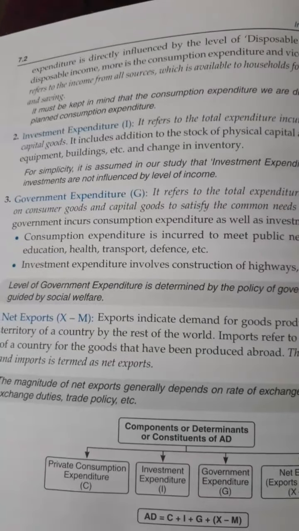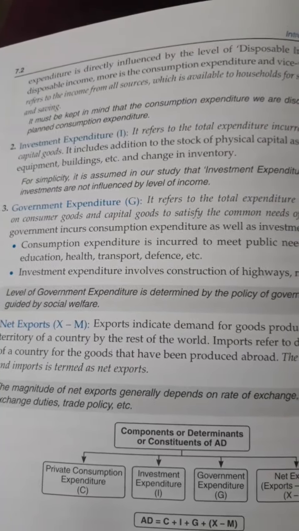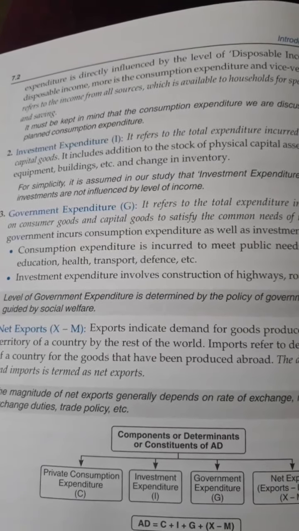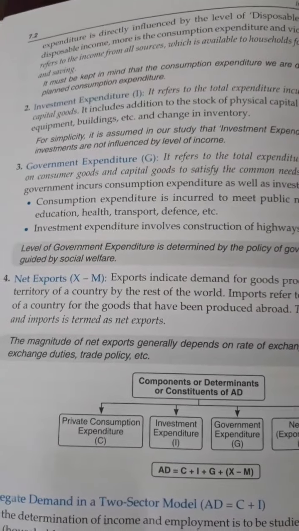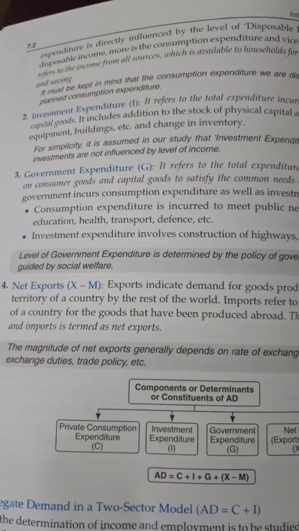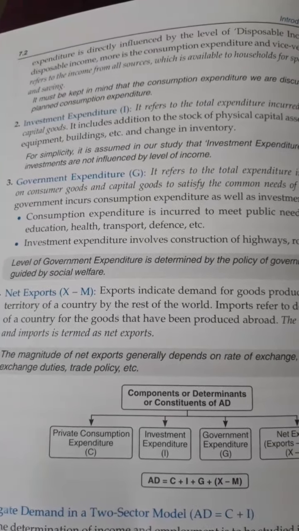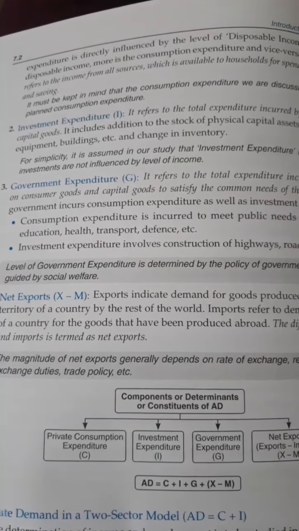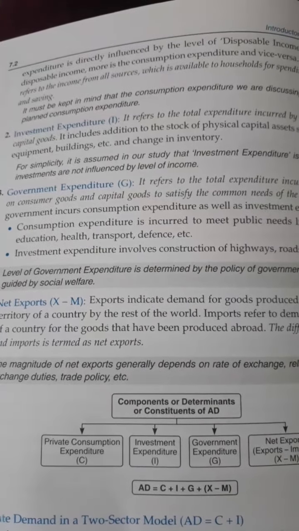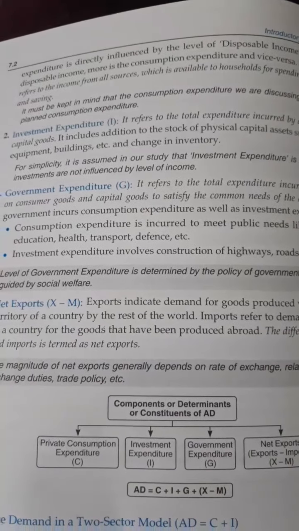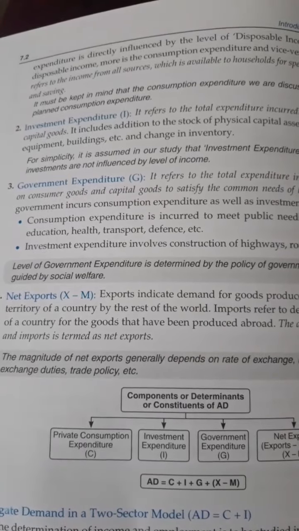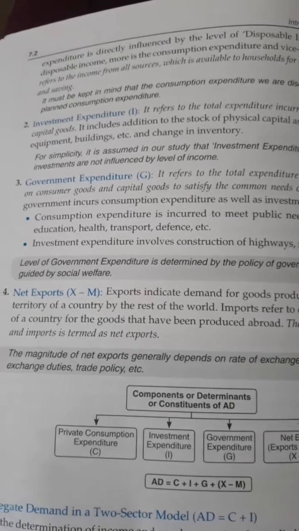Next is government expenditure. The expenditure which is raised by the government to fulfill the demands of consumers for the goods or capital goods for the common needs. And then it is net exports. You know, net means gross minus depreciation. So here it is total export minus total import. The total export we denote with X and total import with M. So it is X minus M.